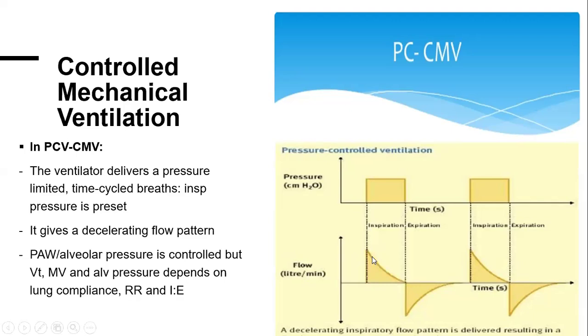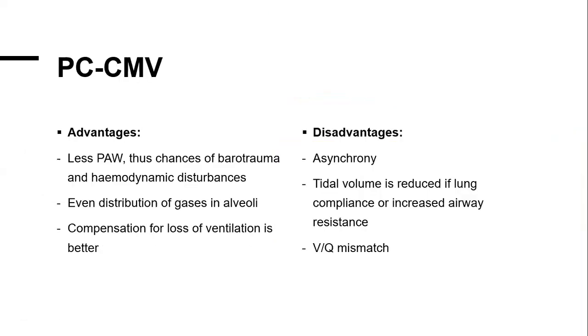All right, they give a decelerating flow. The flow reaches a peak and comes down gradually while the pressure remains constant. This is characteristic of pressure controlled ventilation. So the advantages of pressure controlled CMV: less peak airway pressure, so it reduces the chances of barotrauma, and, importantly, reduces the risk of hemodynamic disturbances.